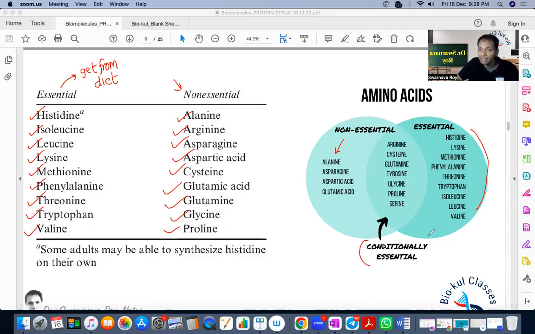These are conditionally essential. What is the meaning of conditionally essential? These are basically non-essential amino acids, meaning our body can make them, but when the body is suffering from some kind of illness, it is unable to make these amino acids. And when the body is unable to make them, they become essential. So they're conditionally essential. In a normal healthy person, these are non-essential and the body is able to synthesize them. In a person who is ill and unable to make them, they switch to the essential category.